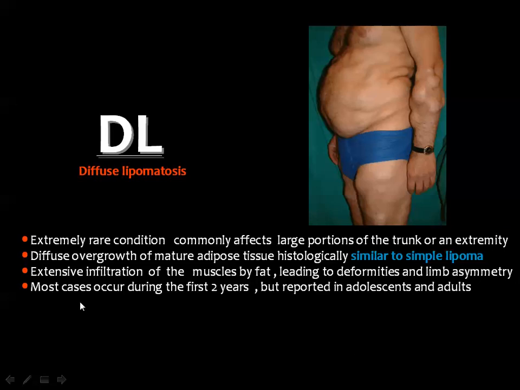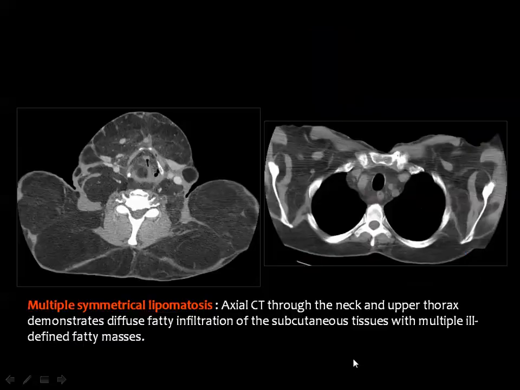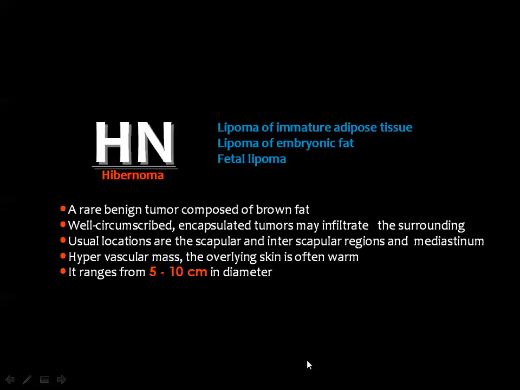Most of the cases occur during the first 2 years of life, but of course you can see it in adult patients. And this is another example of diffuse lipomatosis. You see the neck is almost totally infiltrated by fat, the shoulder region at the back, and the thoracic cage, or the chest wall, is also involved by this fat.